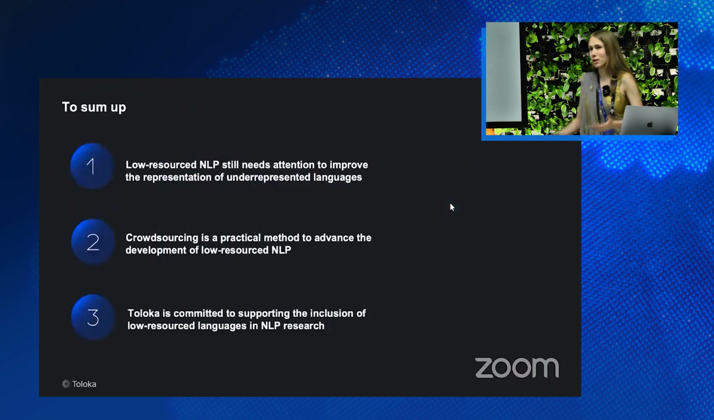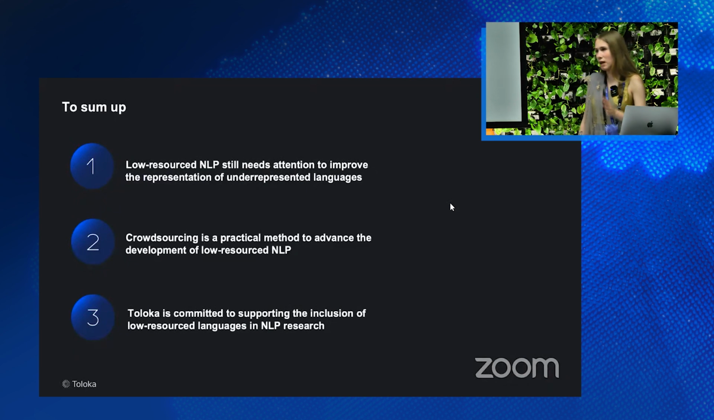So to sum up what I was talking about today: firstly, low resource NLP still needs attention, even if we have really huge progress in a lot of fields. And I've heard a lot of words like, modern NLP is dead, I need to quit my PhD, my God, what am I doing. No, you still have something to do, you know.